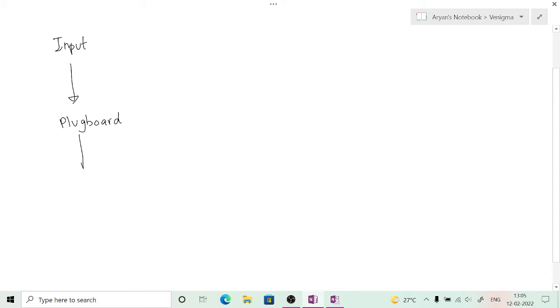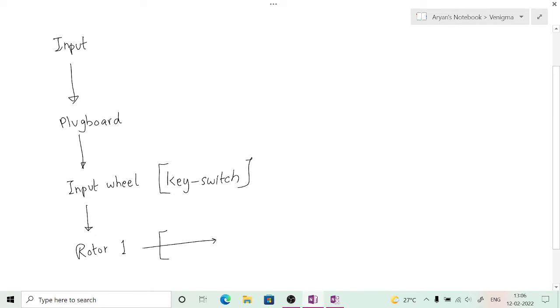And then after the plug board, it is connected to, yes, the input wheel, which for now we would be considering as key switch. I would be telling the reason why we are going to call it key switch. Then the input wheel is going to be connected to rotor 1, and then this is going to be connected to rotor 2, rotor 3, and rotor 3 is going to be connected to the reflector.